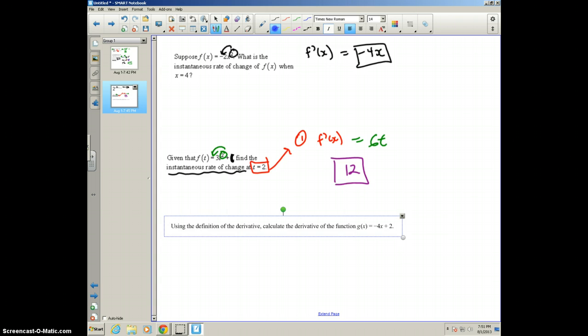Moving on to the next problem. Use the definition of the derivative. Calculate the derivative of the function g of x equals negative 4x plus 2. It's telling us to calculate g prime x. So we have a negative 4x to the first power, so that means all we're left with is negative 4, a constant. The derivative, the rate of change, is constant. And those are our answers.